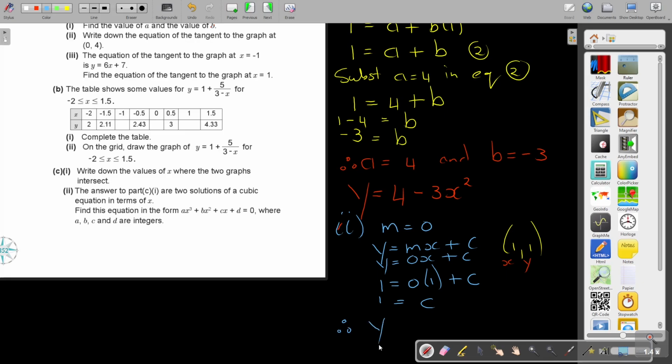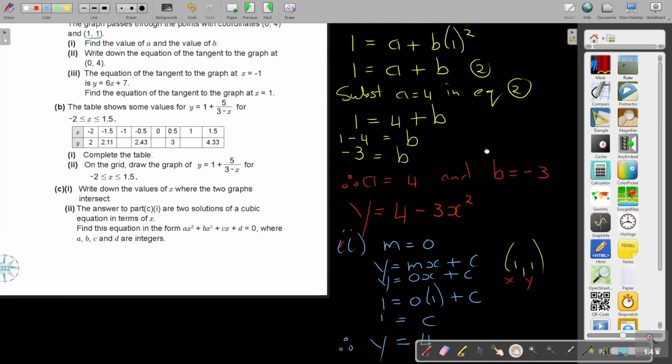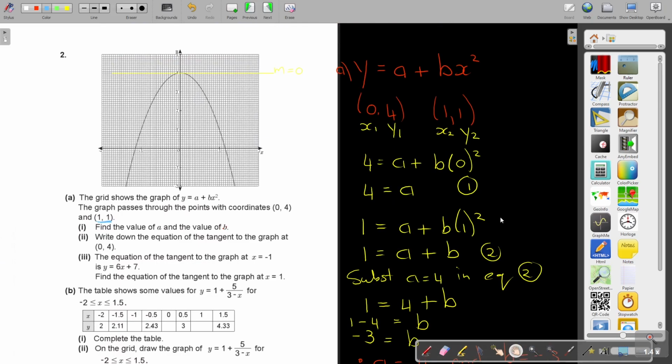y is equal to 4. Okay, I did it a very long way. There was a shorter way, by saying it's a constant function. It's cutting the y-axis at 4, so it's just going to be y is equal to 4. But I showed you also the long way. Okay, so that was: write down the equation of the tangent to the graph at (0, 4).